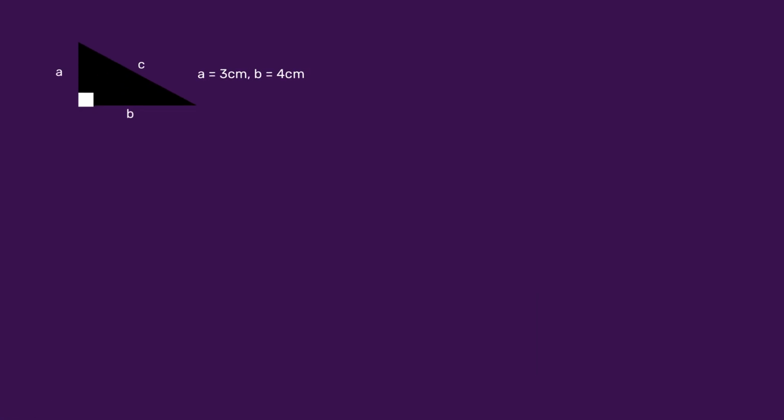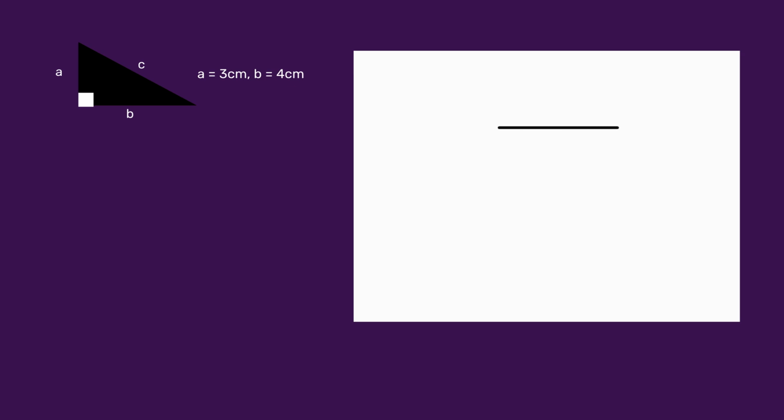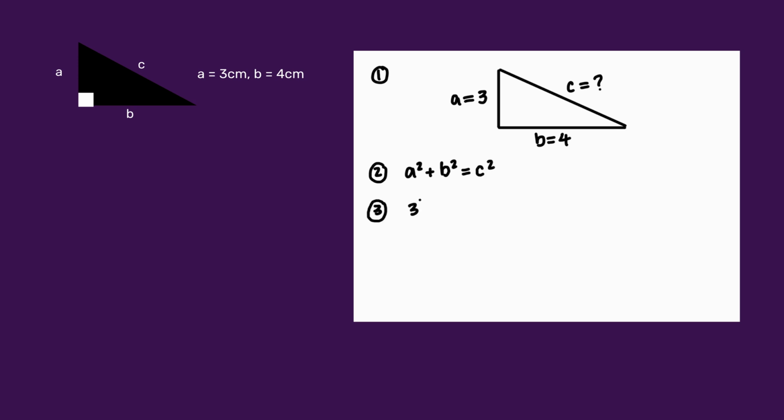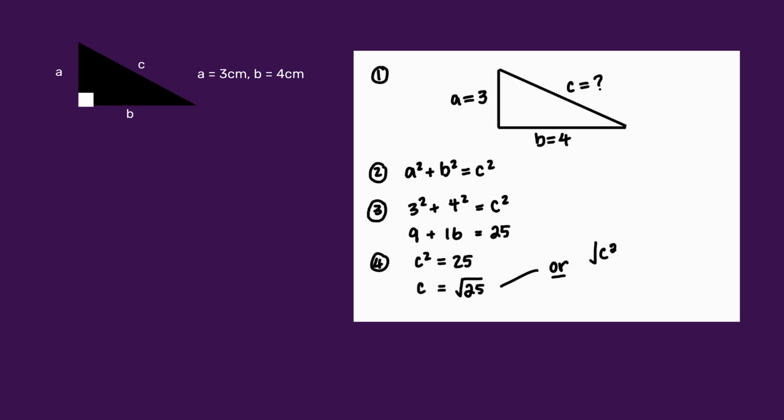Let's solve a real problem together. Imagine a triangle with legs of 3 cm and 4 cm. We're trying to find the hypotenuse. Write out the solution step by step. Step 1, label the legs A equals 3 and B equals 4. Step 2, apply the formula A squared plus B squared equals C squared. Step 3, 3 squared plus 4 squared equals C squared, which is 9 plus 16 equals 25. In step 4, we have C squared equals 25, and C would equal square root 25, which is 5.